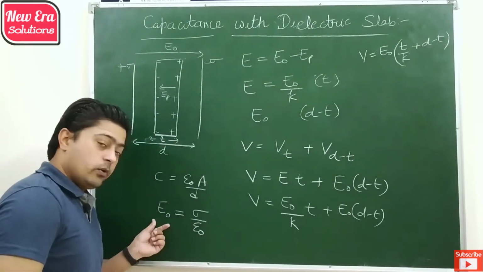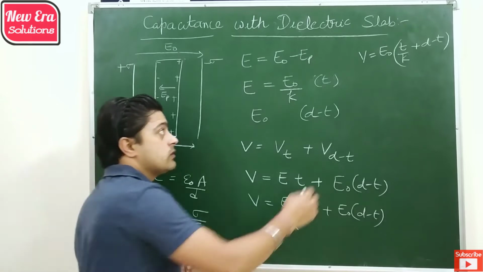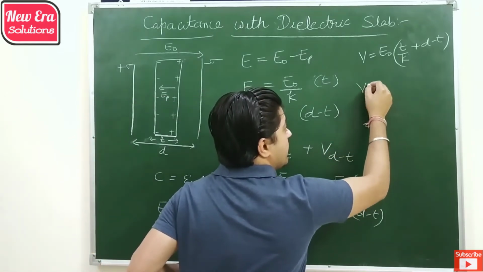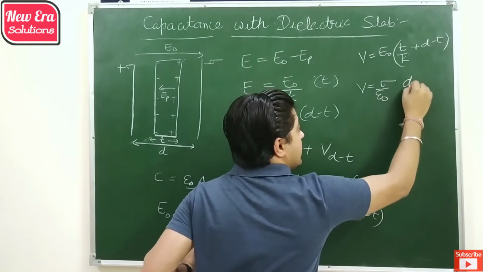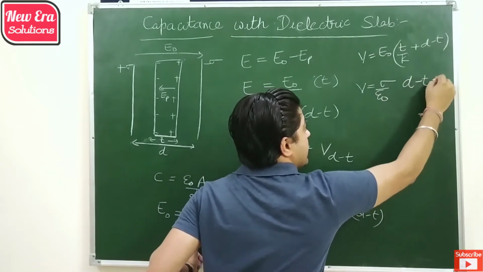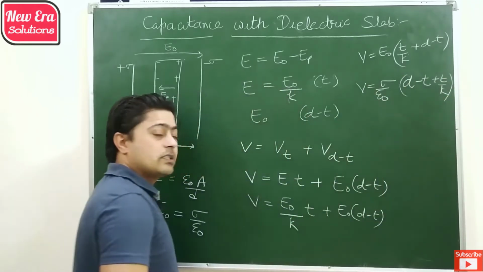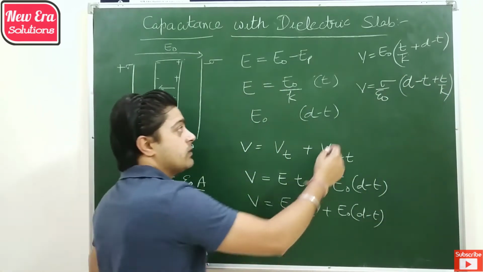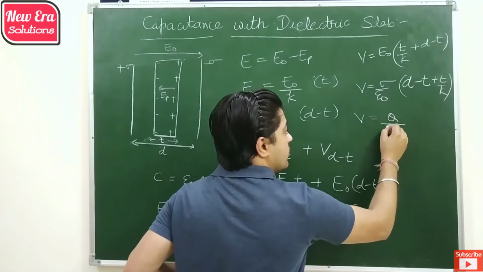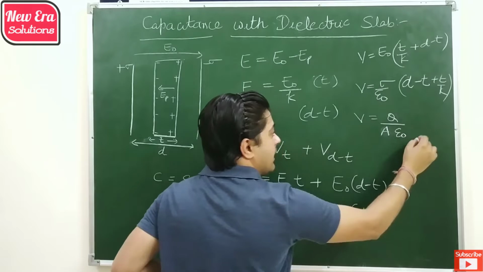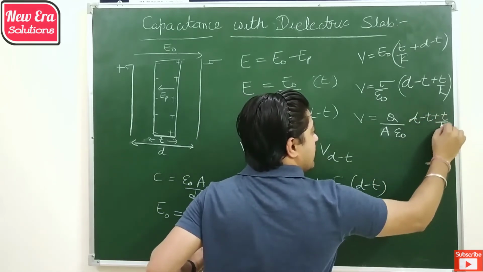Now the value of the external electric field is sigma by epsilon naught. So by putting this value, we get V is equal to sigma by epsilon naught times (d minus t plus t by K). Sigma is the charge density on the plates, so the value of charge density is equal to Q by A, giving V equal to Q by A epsilon naught times (d minus t plus t by K).